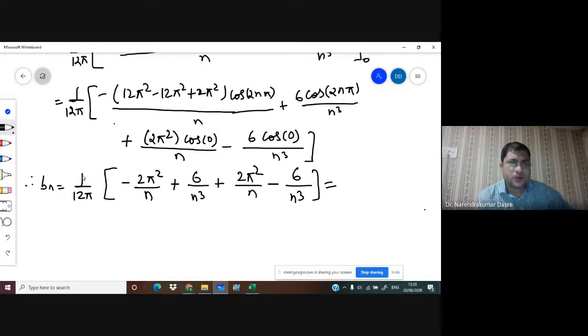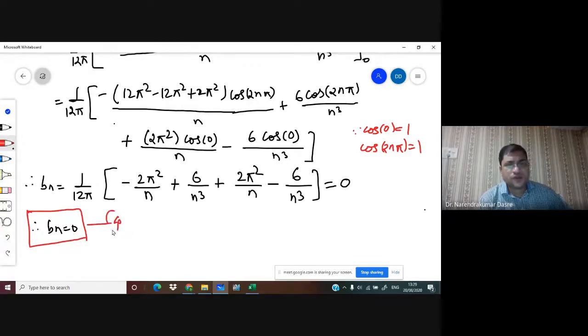Okay. So here, what we know is since cos of 0 is equal to 1 and cos of n pi is equal to 1, this term is going to be 1, this term is going to be 1, this is going to be 1 and this is going to be 1. So we get this. And now let us see. This term will get cancelled with this term, this term will get cancelled with this term, and we are able to get the answer 0. So we get here Vn is equal to 0. So our equation 4.